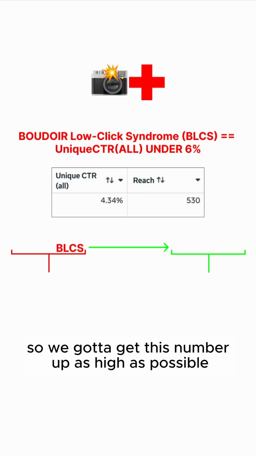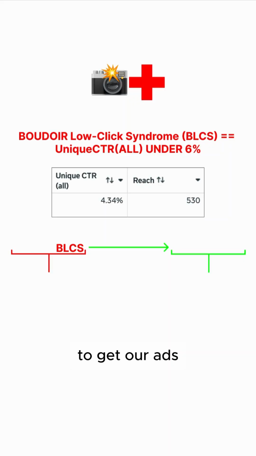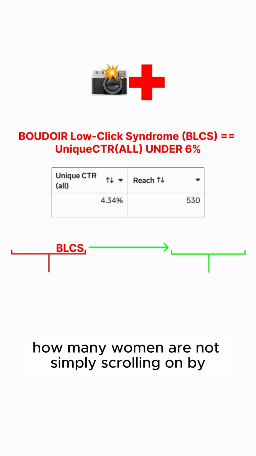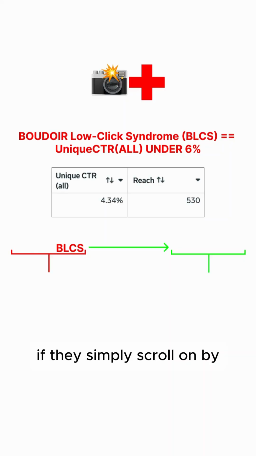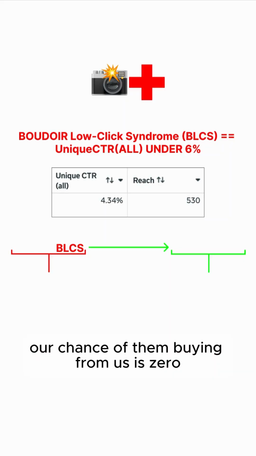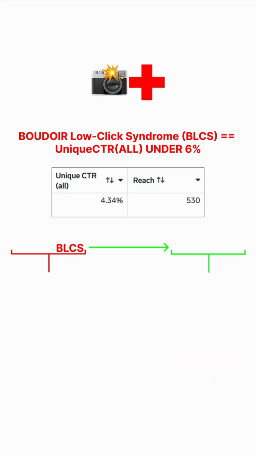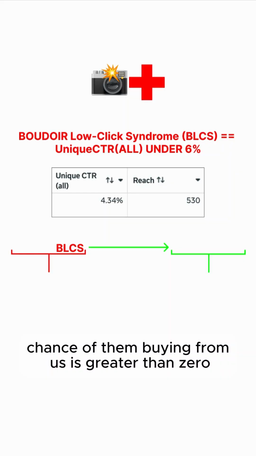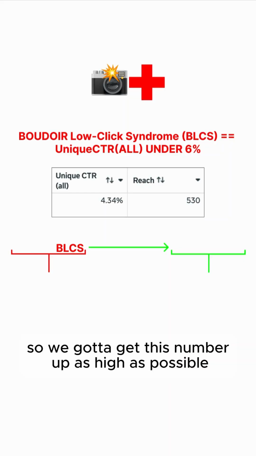So we gotta get this number up as high as possible to get our ads into the maximum number of women's brains possible. Because basically this means how many women are not simply scrolling on by. If they simply scroll on by, our chance of them buying from us is 0. If they click somewhere, the chance of them buying from us is greater than 0. So we gotta get this number up as high as possible.